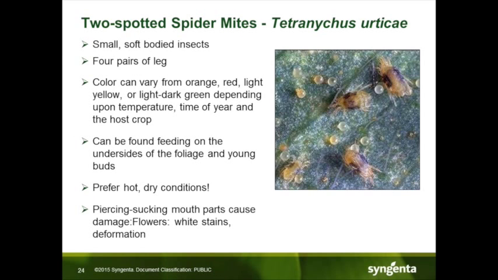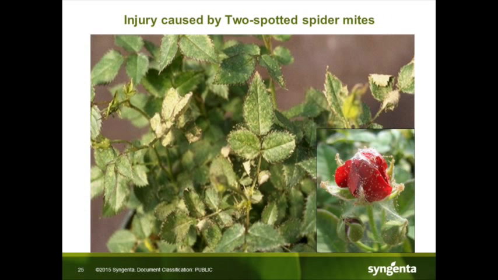Moving on to two-spotted spider mites. Again, mostly these can be identified very easily because of the two dark distinct spots on either side of the body. They're generally found feeding on the undersides of the foliage or young buds. They do have piercing, needle-like mouthparts that pierce the cells and suck the contents out. And so the injury that you see with two-spotted spider mites will look like this. You'll see little white dots or spots because the cells have been cleared out from the feeding.